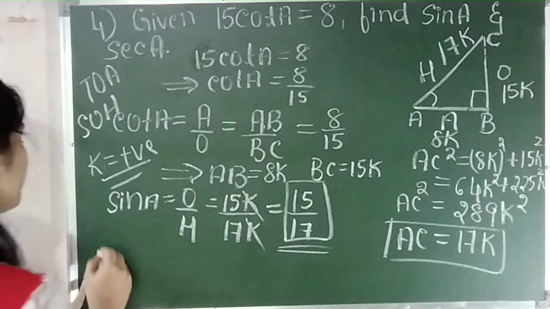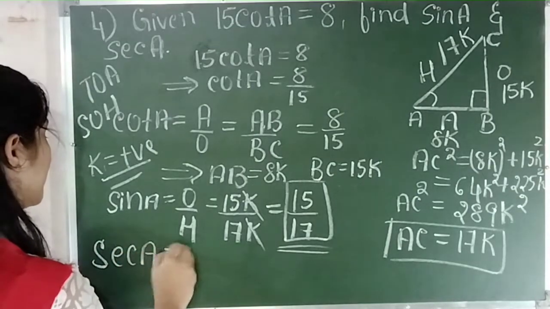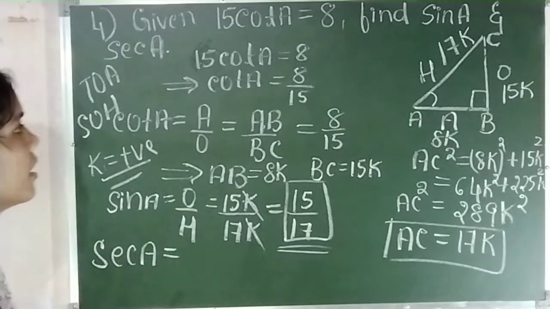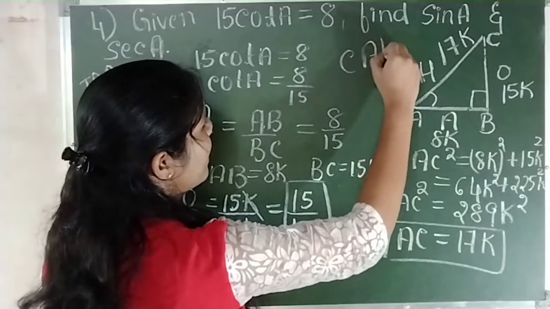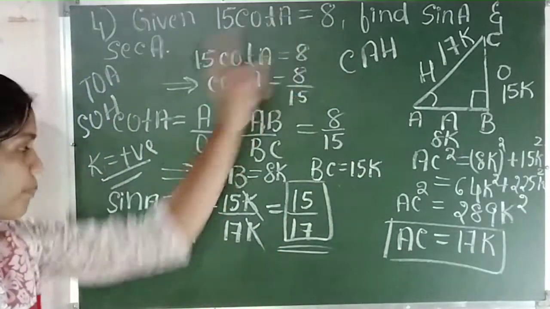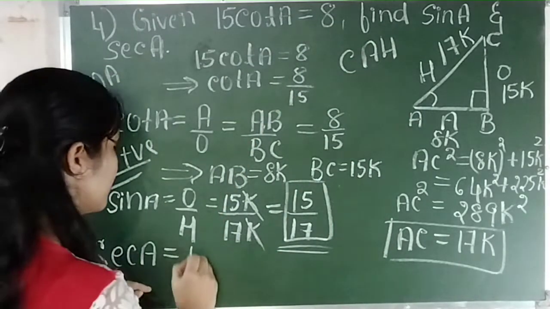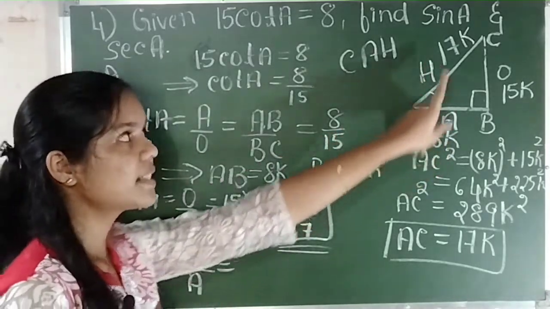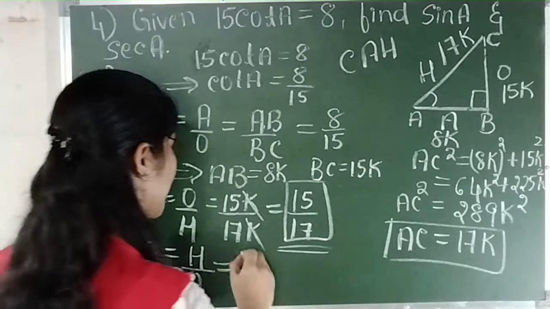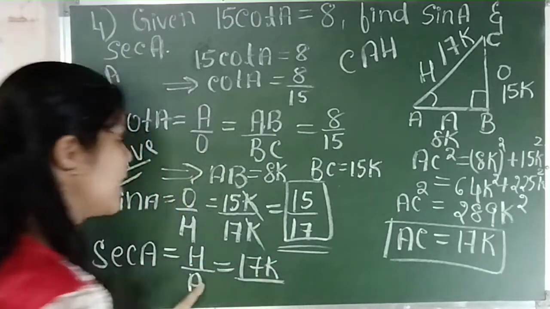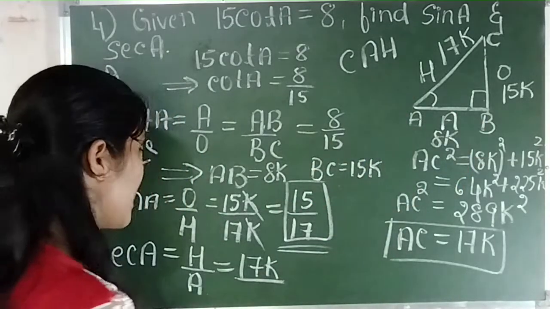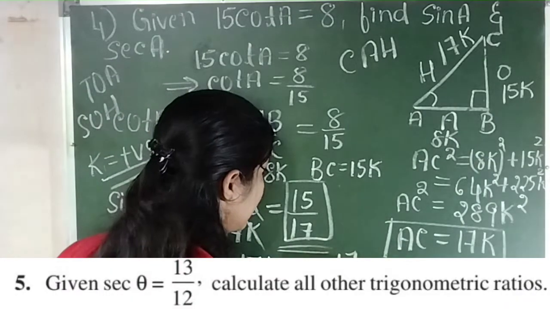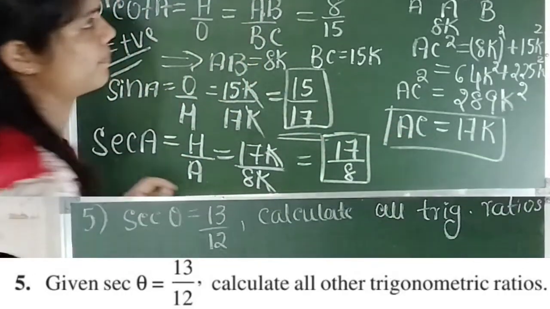Similarly, find the value of secant A. Secant is just the reciprocal of cos. Formula for cos is adjacent by hypotenuse. Now secant is nothing but hypotenuse by adjacent. Hypotenuse is AC, its value is 17K, divided by adjacent side AB, and its value is 8K. So the final answer is 17 by 8.